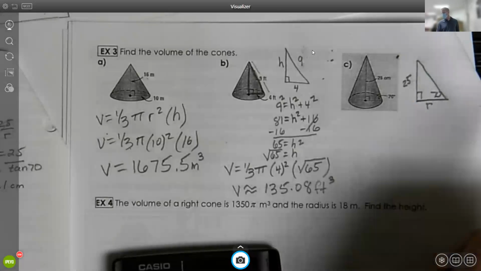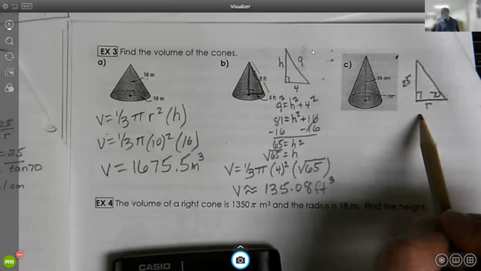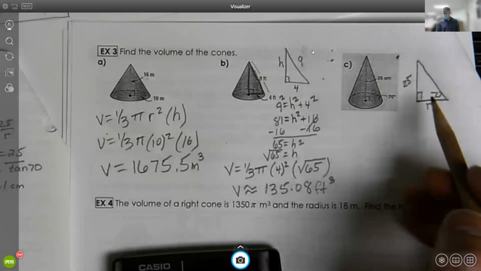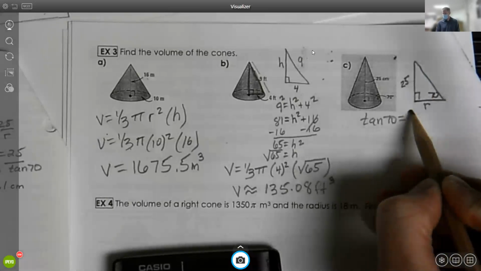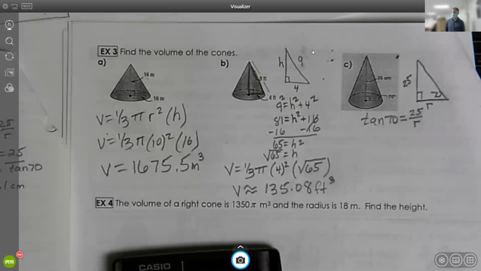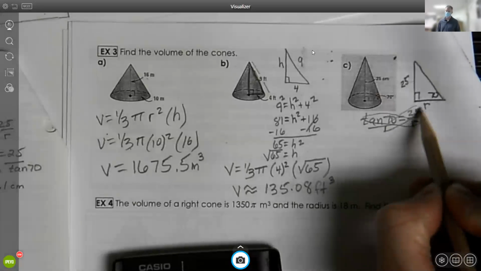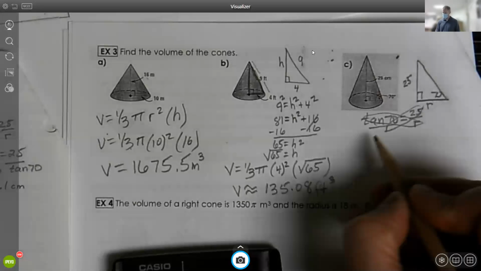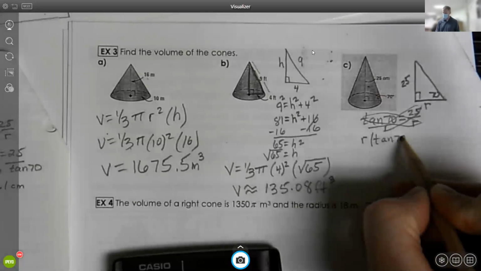Now, if we were looking for the slant height, it would be opposite over hypotenuse, but this is going to be opposite and adjacent, tangent. So we're going to do tangent of 70 equals the opposite side over the radius. And since our variable is on the bottom, we need to cross multiply. So that's going to give us the radius times the tangent of 70 equals 25.